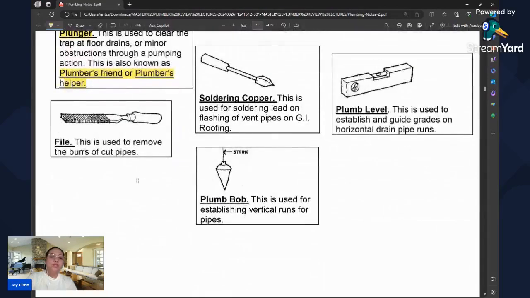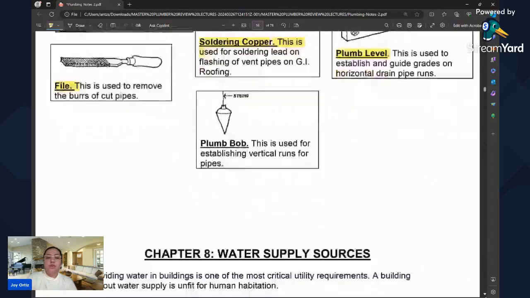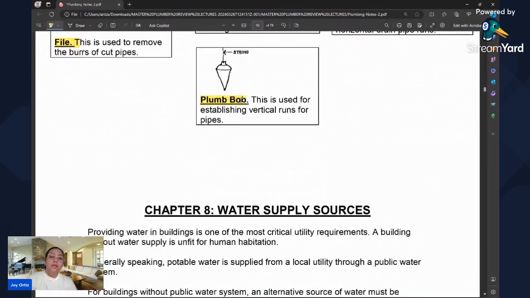So next is file. File, this is used to remove the burrs of cut pipes. And we have also the soldering copper. So this soldering copper is used for soldering lead on flashing of vent pipes on GI roofing. We have also the plumb level. Ile-level natin. This is used to establish the grades on horizontal drain pipe runs. And of course, yung plumb bob, and this is used for establishing vertical runs for pipes.